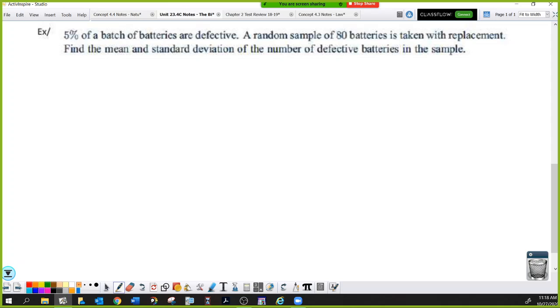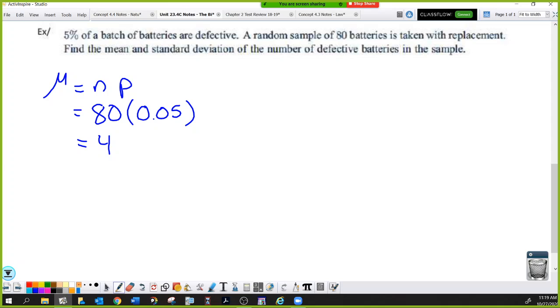5% of a batch of batteries are defective. A random sample of 80 batteries is taken with replacement. Find the mean and standard deviation of the number of defective batteries in the sample. And you go, okay, well, mu is np. Here, the probability of success is actually a bad battery. What a weird thing to say, but you know. n is 80, and p is going to be 0.05. And what does that give you? Is it 4? Yeah, it's 4.